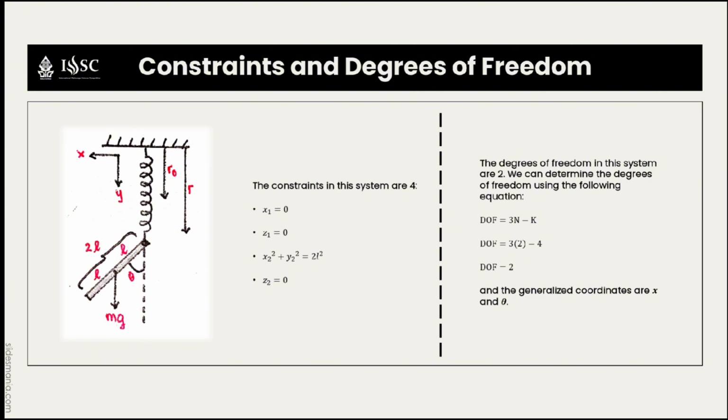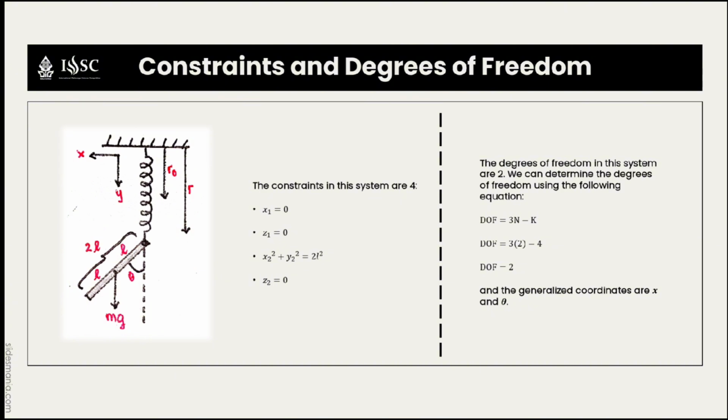The constraints in this system are 4. Point 1, x1 equals 0. Point 2, z1 equals 0. Point 3, x2 squared plus y2 squared equals 2l squared. Point 4, z2 equals 0.